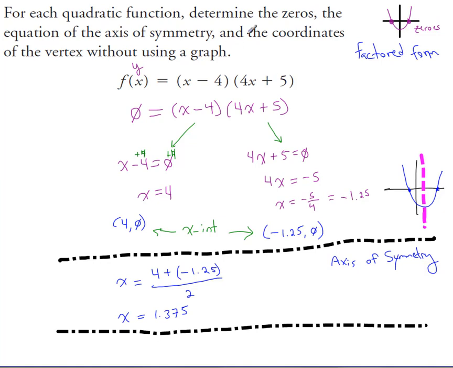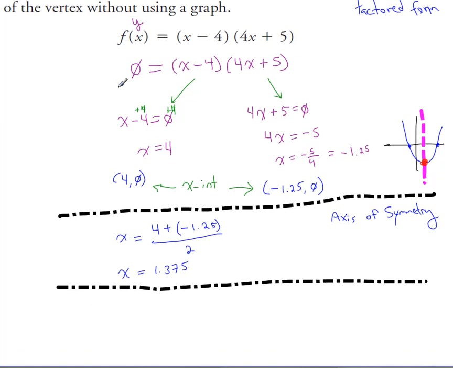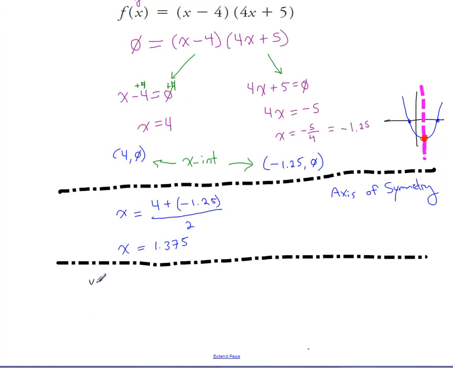Next, I want to find the coordinates of the vertex. So I actually know one of them already, right? I know one of them already because it's going to be the same as the axis of symmetry, because the axis of symmetry goes right through there. So I'm going to say, all right, my vertex: I know the x coordinate is 1.375, but I don't know the y coordinate yet. So I'm just going to put a question mark in there because I'm not sure what that is.